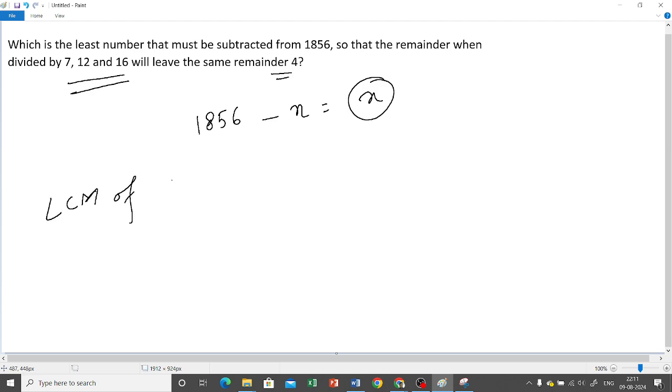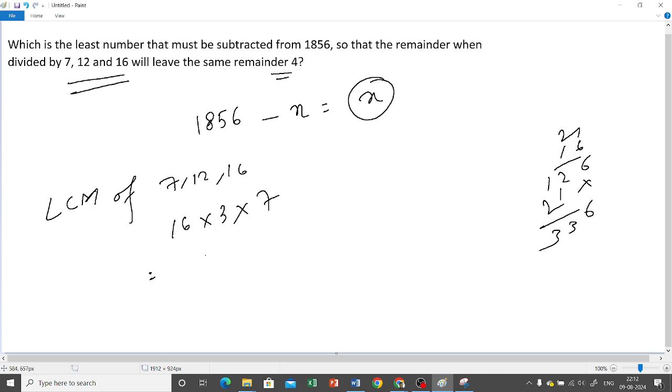LCM of 7, 12, and 16. How to do that? Which is the biggest number? 16. 16 means 2 to the power 4, four 2s. What is there in 12? In 12 there is 2 into 2 into 3, that is 4 into 3. 3 is not there, so I include 3. 7 is not there, so I include 7. 16 into 21 is 336. My LCM is 336.